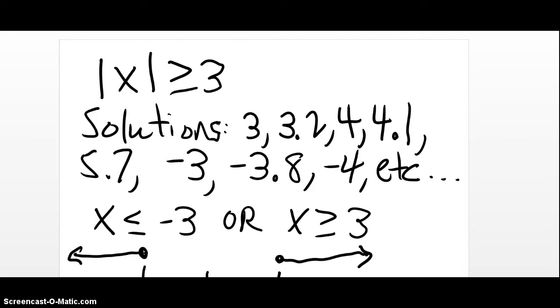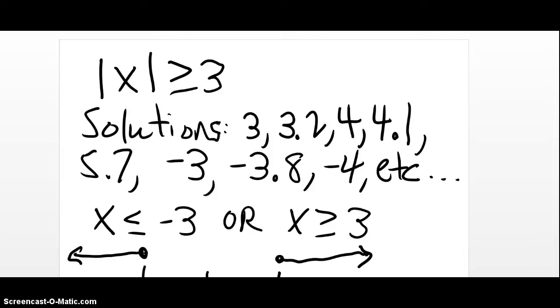But let's look at the negative values of x. If x is -3, the absolute value of -3 is +3. And +3 is bigger than or equal to 3. Let's say x is -4. The absolute value of -4 is +4. That is bigger than or equal to 3.